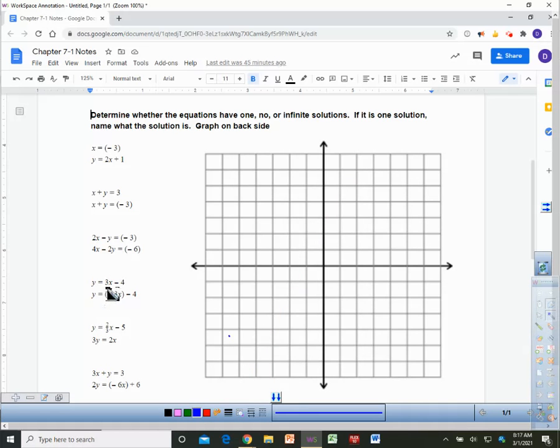So first off, do we have y by itself in both these equations? So we can graph them right away. First dot goes at negative 4. 1, 2, 3, 4. I'm going to go up 3 over 1. 1, up 3 over 1.